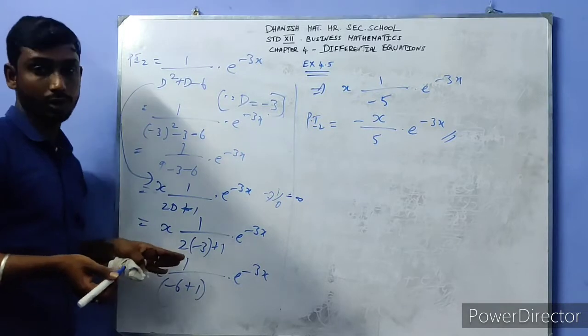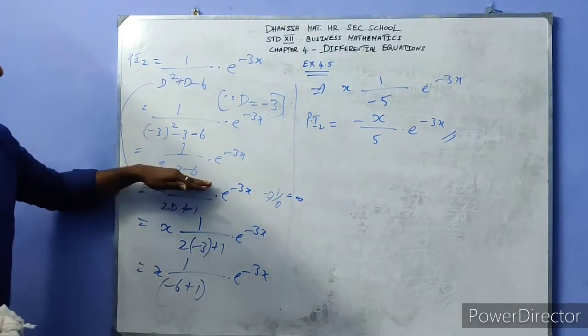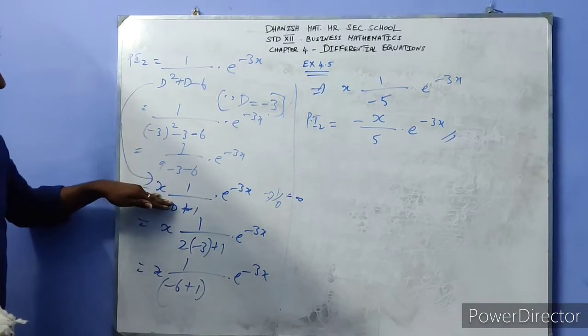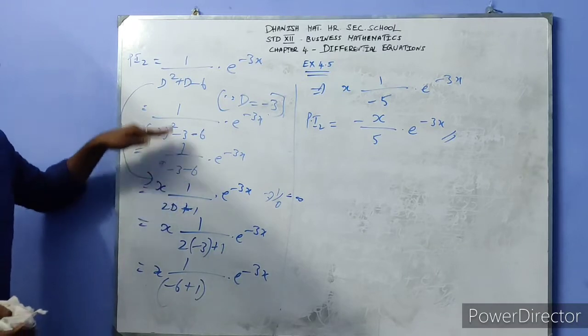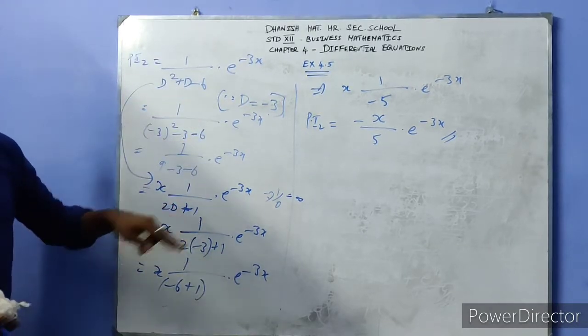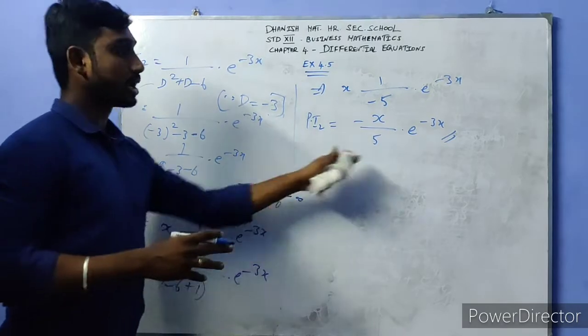This is a new method. If the denominator is 0, you multiply the numerator by x, and the denominator will be differentiated as a whole term. You will be getting the PI2 value.